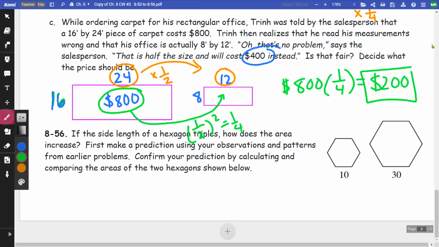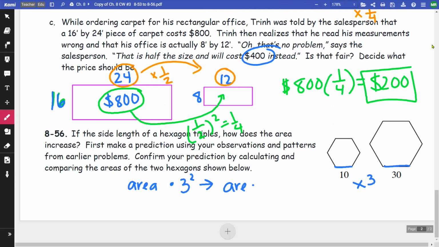If the side length of a hexagon triples, how does the area increase? So if this is 10 and this is 30, my scale factor is 3. Well, that's true for my sides, but what's true for my area? I would take my area and multiply it not by 3, but by 3 squared. So my area is going to be multiplied by 9. So this is going to be 9 times bigger.